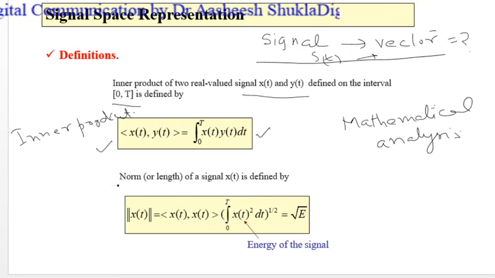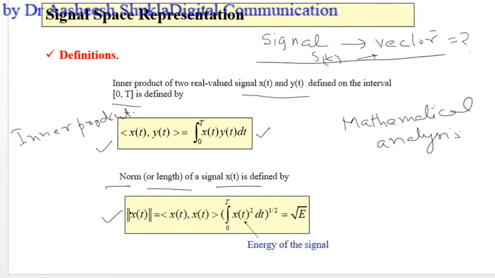For the calculation of the norm or length of any signal x(t), the norm of x(t) can be defined using the inner product. Here, in place of y(t) we write x(t), because I want to calculate the norm of a single signal x(t), so we take the inner product of the signal with itself. So it will be the inner product of x(t) comma x(t), which is the integration from 0 to capital T of x(t) square dt.